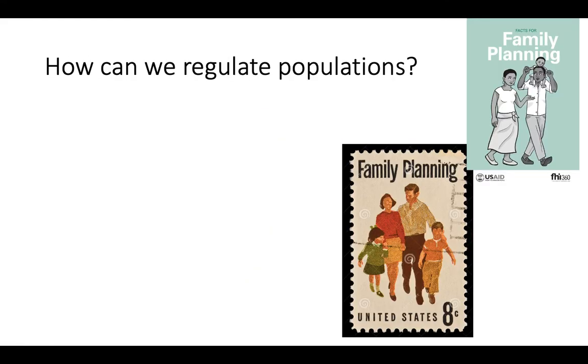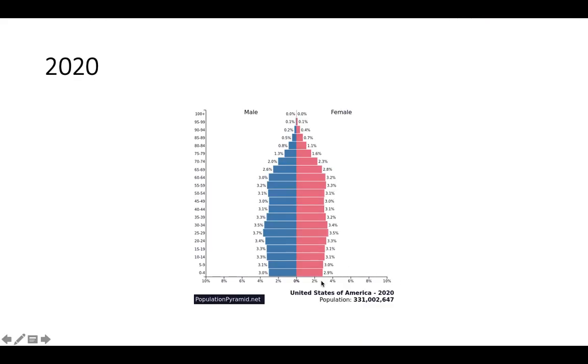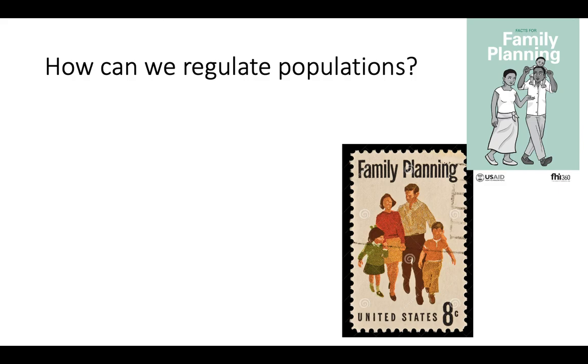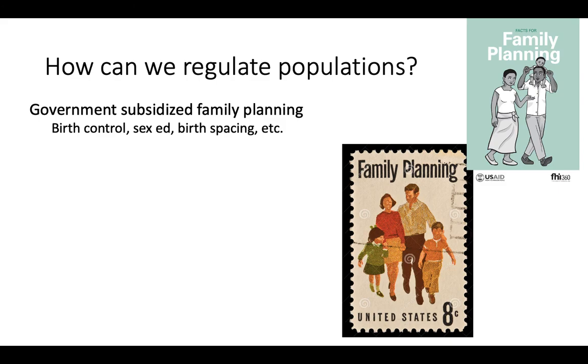The question now becomes, how do we regulate these populations, right? If the population is growing very slowly or negatively, or if it's growing very rapidly, how do we regulate it? And the answers come in a variety of ways. First of all, we could do government-subsidized family planning, where the government provides money or tax breaks for things like birth control, sex education, birth spacing, etc.